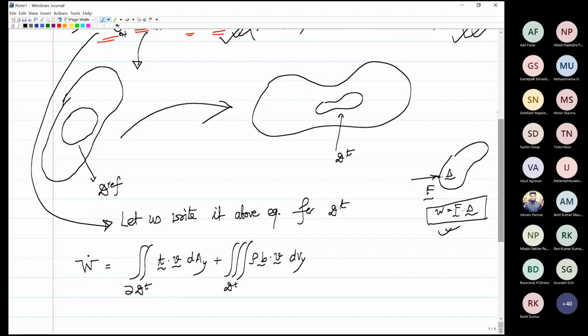So this is the W dot. There is nothing else remaining. What about Q dot? How do we write Q dot? So think of this dt here. In what ways can Q dot be supplied to the body?